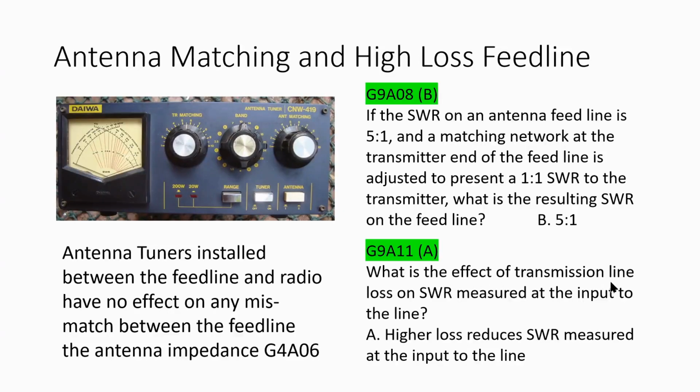What is the effect of the transmission line loss on the SWR at the input of the line? Okay, you've matched it right here. Well, it's still there, because your feed line gets even lossier with a high SWR, it masks the real SWR that you're going to see in the meter at your transmitter. So the higher loss reduces what you can measure. It doesn't reduce the SWR. It reduces what you can measure. It's a double bad thing.